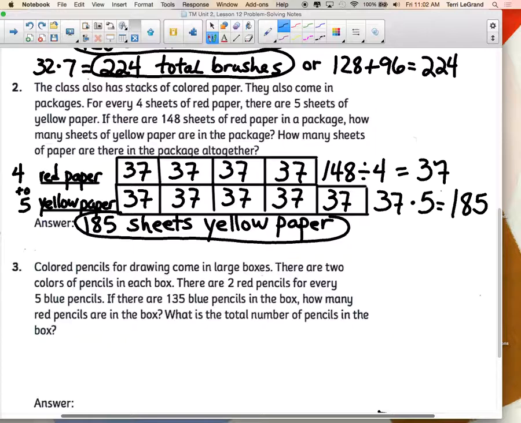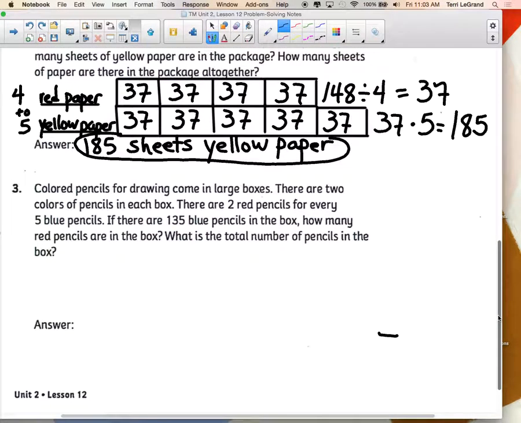Okay, now it's up to you to decide how to answer the second one and do it on your own paper, and then you're going to tell us what you did. How many sheets of paper are in the package all together? So show your work getting it, and then don't forget to label it. And make sure your answer seems reasonable.